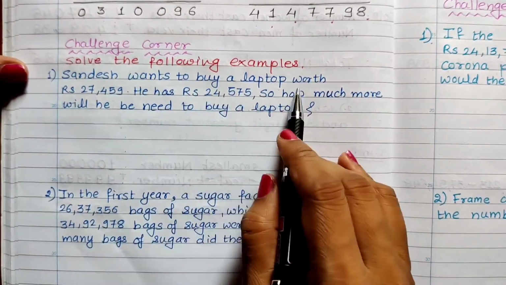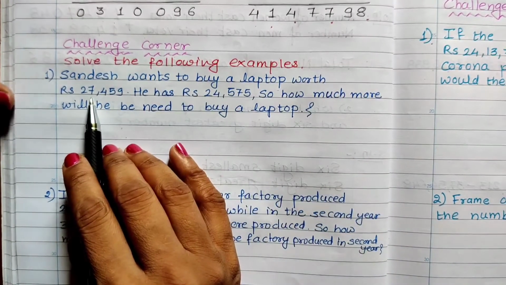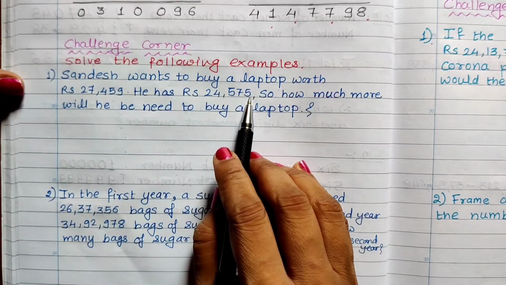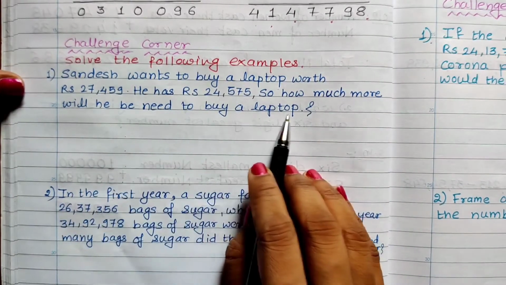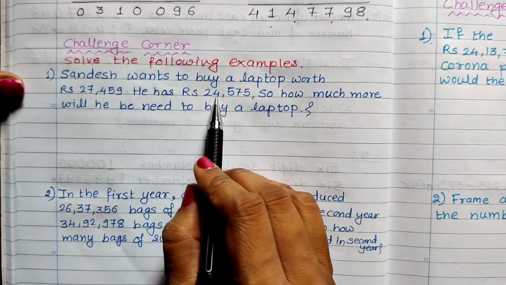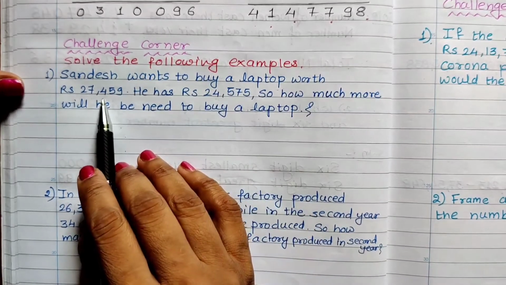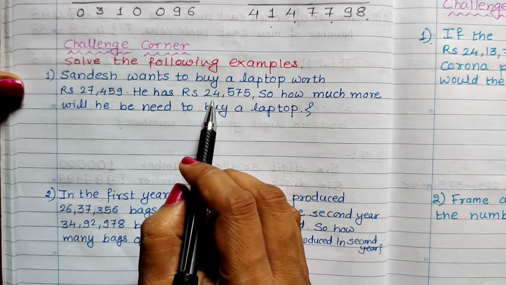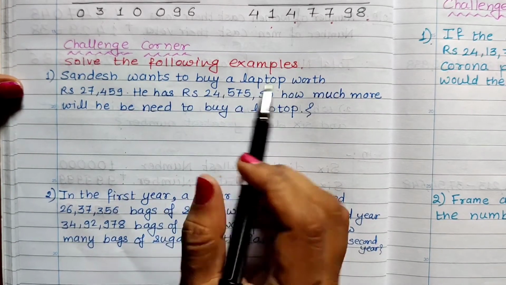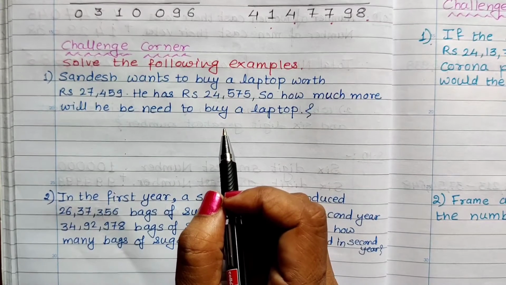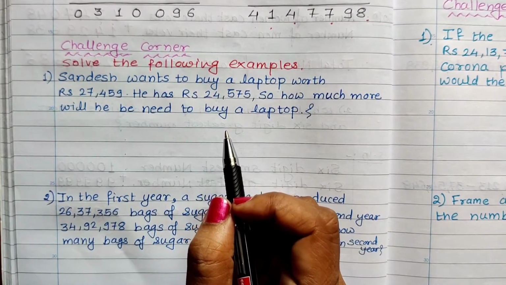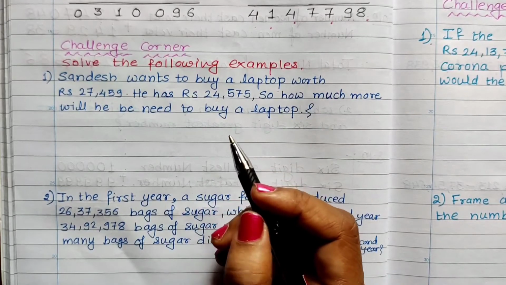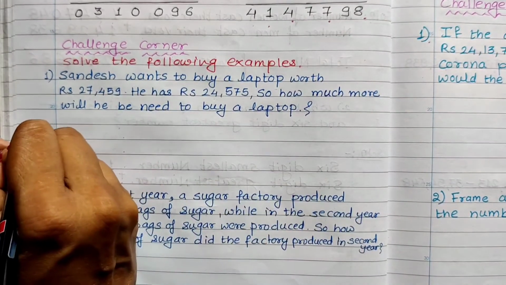Sandesh wants to buy a laptop worth rupees 27,459. He has 24,575. So how much more will he need to buy a laptop? So Sandesh is having this much money only, but the cost of the laptop is 27,459, and he is having 24,575. That means he is falling short of the money. How much short money he is falling, that we have to find out. How much more money he requires. That means we have to do the subtraction. So let us do the solution.